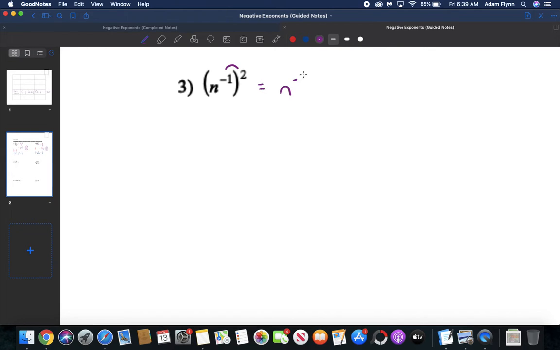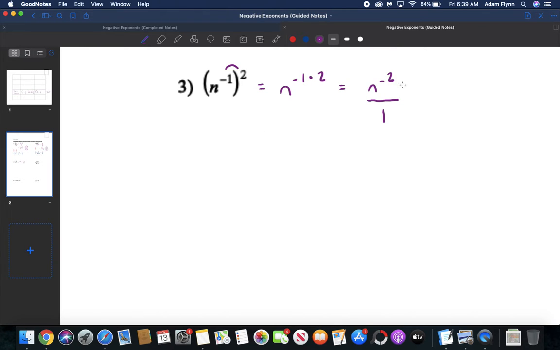So I've got n to the negative 1 times 2, which is going to be n to the negative 2. Okay? But keep in mind here, I've got a negative exponent, so my work is not done yet. So I need to cross the line and switch the sign. So in order to do that, I'm going to make a line. And I'm going to put a 1 down below, in my denominator, downstairs.